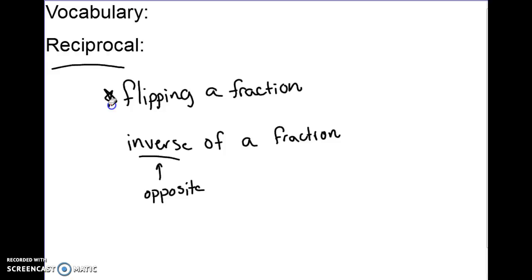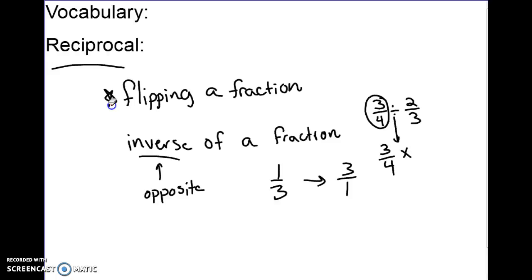You use reciprocals when you're dividing fractions. So if I have the reciprocal of 1/3, that is 3/1. If I'm dividing fractions, we like to keep, change, flip. So let's say I have 3/4 divided by 2/3. In order to solve that, we're going to keep the first number as 3/4. We change the division to multiplication, and we're going to flip that second fraction. This is your reciprocal.